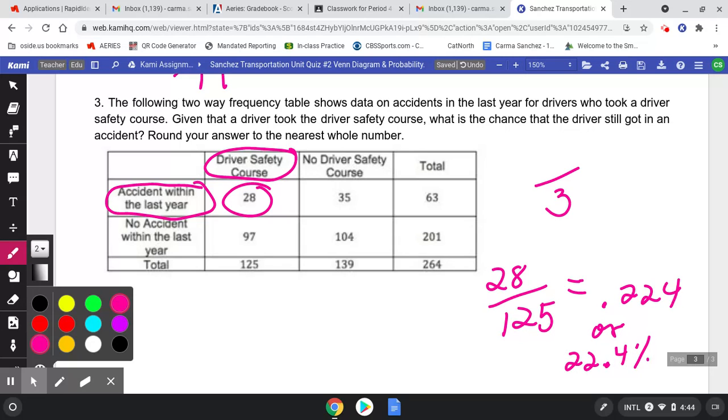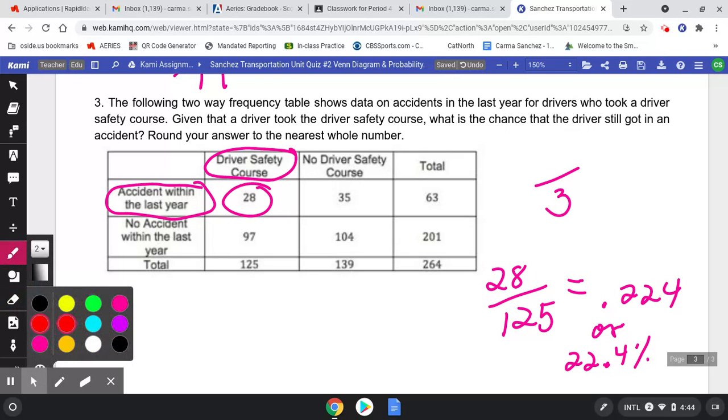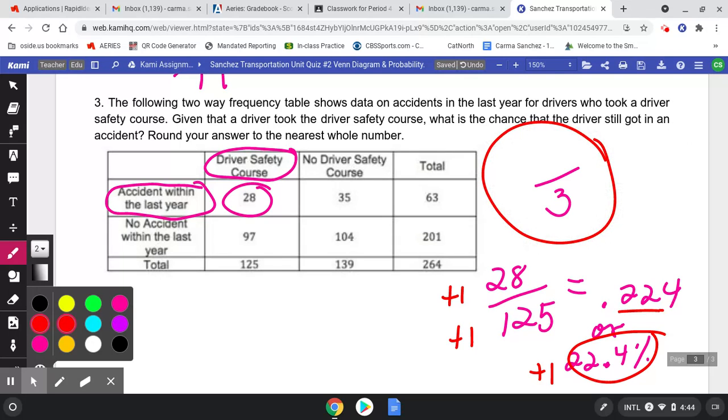How am I doing this one? I'm going to give you a point for the numerator, a point for the denominator, and a point for the correct percent. It's okay if you did a decimal or a percent. I'm literally only counting this one as 3 points. So decimal or percent is fine.